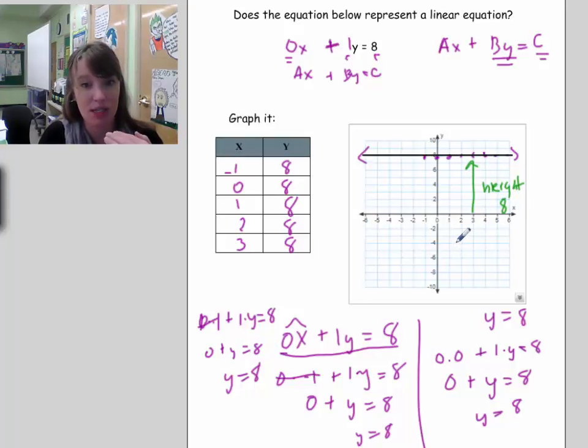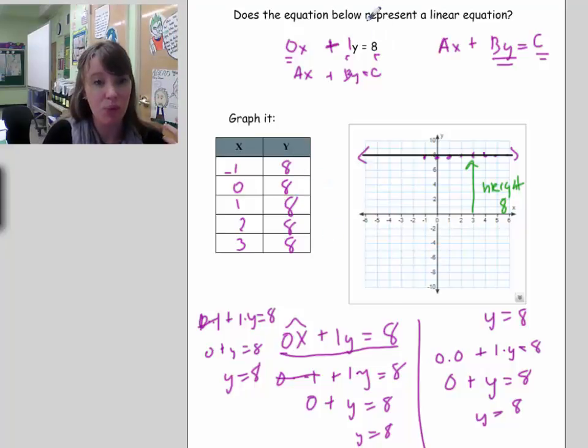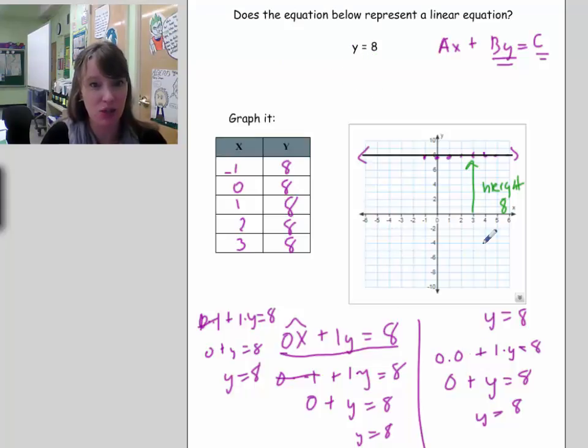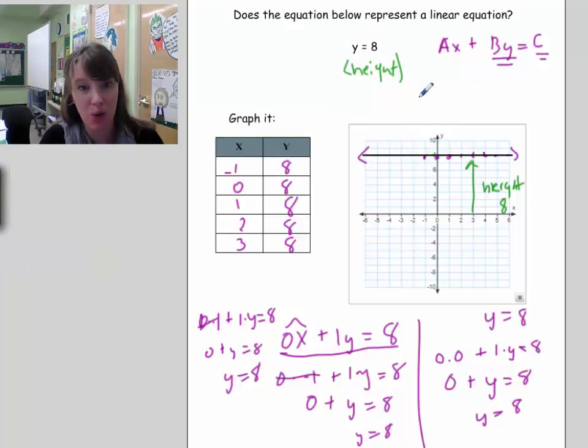Okay, 8 units, positive 8 units above the x-axis. So let's go back to the original equation right here. Y is equal to 8. Well, think about how that makes sense in terms of the equation. Y is our height measurement, right? It's basically up or down on the xy coordinates, or on the two-dimensional plane. It's our height coordinate.